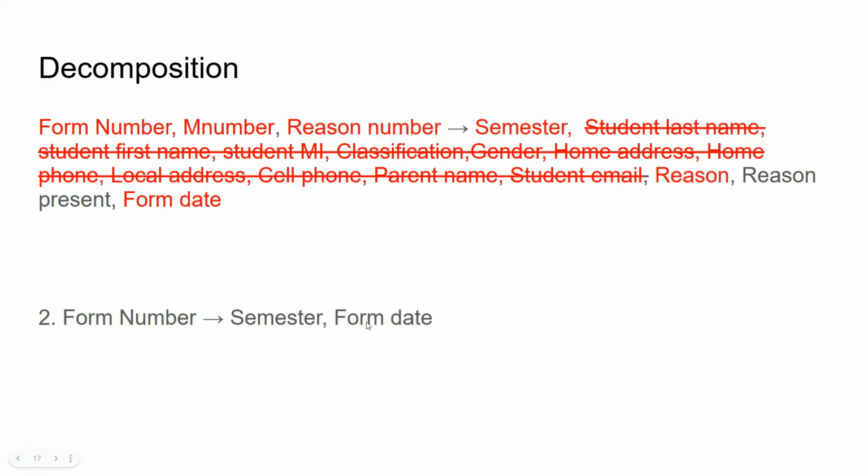And the next decomposition, form number. Given a form number, I can figure out what the semester is and what the form date is. So semester, each form is filled out for each semester, and so there's only one value for a semester. So given a form number, we would know what semester the exemption is for, and given a form number, we know when it was signed. So there's form date. So these two attributes depend only on form number, not on M number or reason number. So there's a partial dependency. We decompose that.